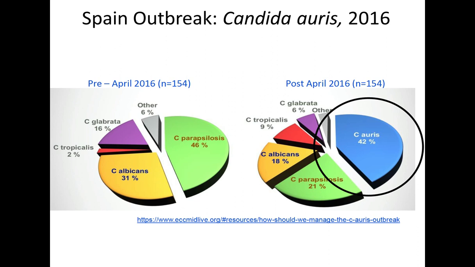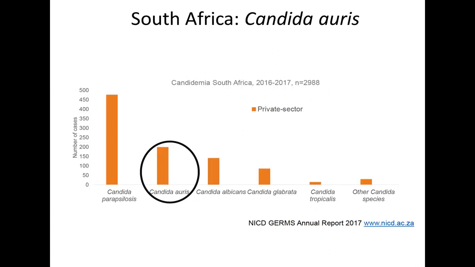So it's almost like Candida auris taking over the invasive infections after an outbreak, which makes it so important for an area to stop an outbreak from happening in the first place.